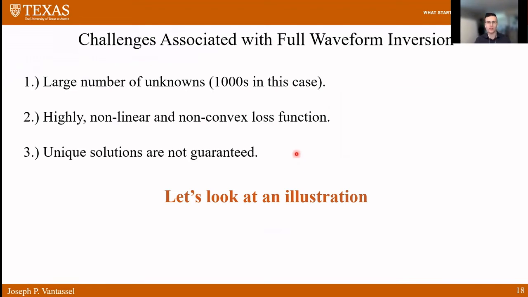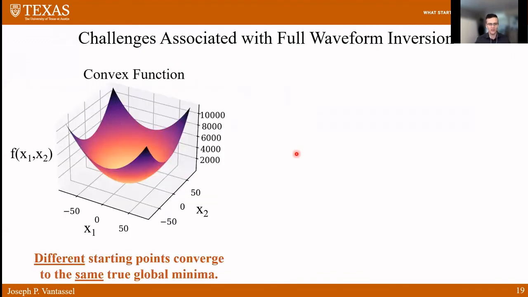And so let's look at an example of what these words really translate to. So here on the left is a convex loss function. This is the optimal case, so to speak, where regardless of where we start in this domain, here I'm just showing 2 different variables, if we do gradient-based optimization, we'll converge to the minimum here at 0, 0. However, that's not the case we have with full waveform inversion.